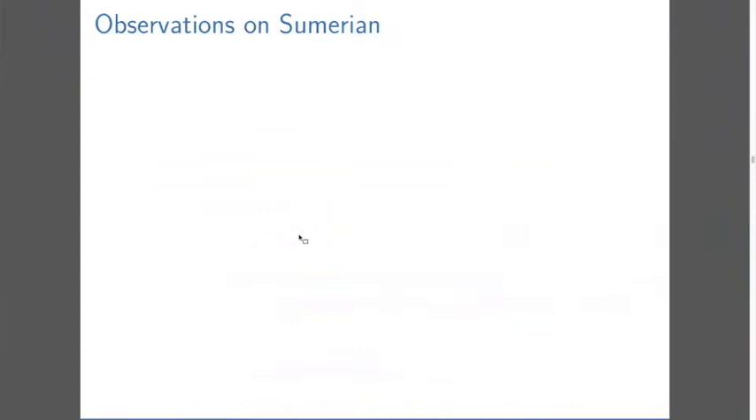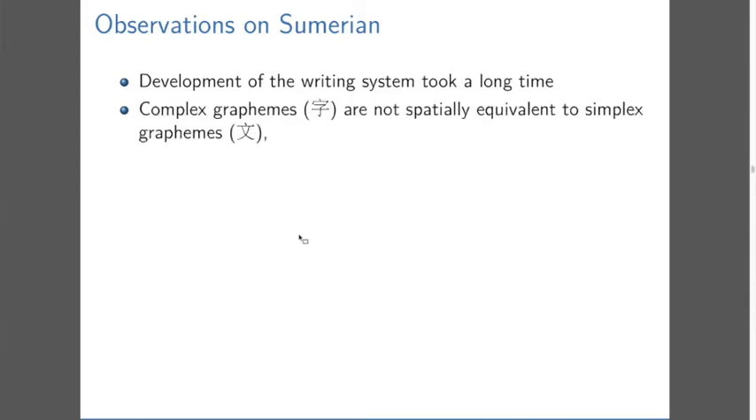So now just some observations about Sumerian. The development of the writing system took a very long time. Complex graphemes are not spatially equivalent to simplex graphemes. Now, this may seem like a strange observation to someone who works in cuneiform studies, but it's important.